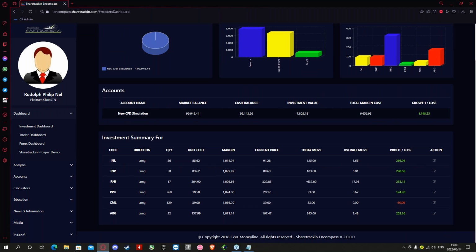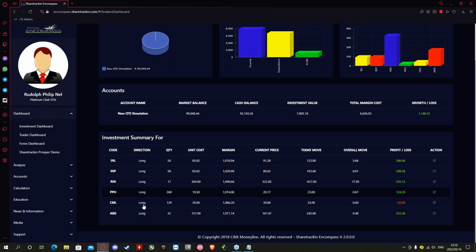So it shows your account name, your market balance, your cash balance. Cash balance is basically what you have left to go invest with. Your investment value plus cash balance gives you market balance. So that's my investment value, how much money I've spent out of my market balance. Total margin cost, so that's my current margin cost that I've paid in total so far, 6,656 Rand. So we've basically got 1,000 Rand on each and every one of these shares. Marginal pricing. And then our growth is currently sitting on 1,148 Rand 25 cents.